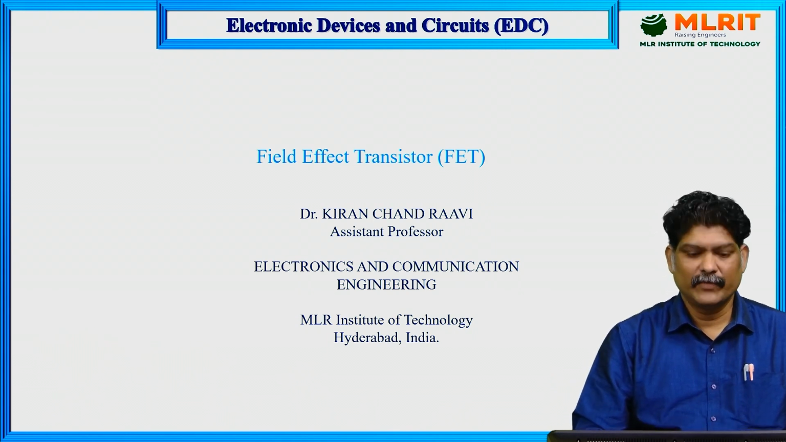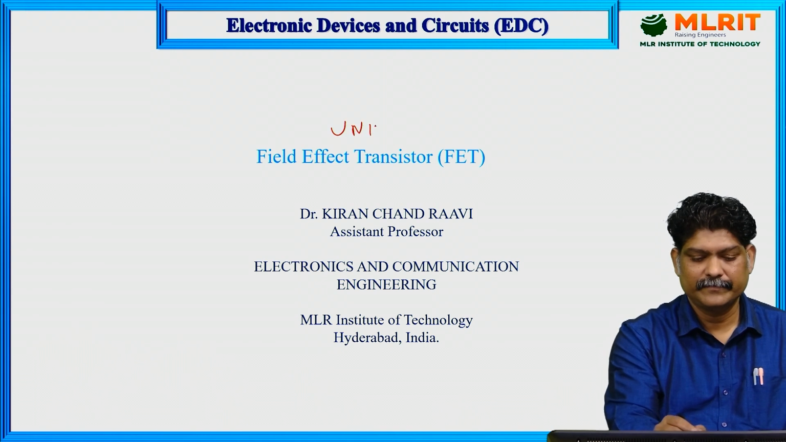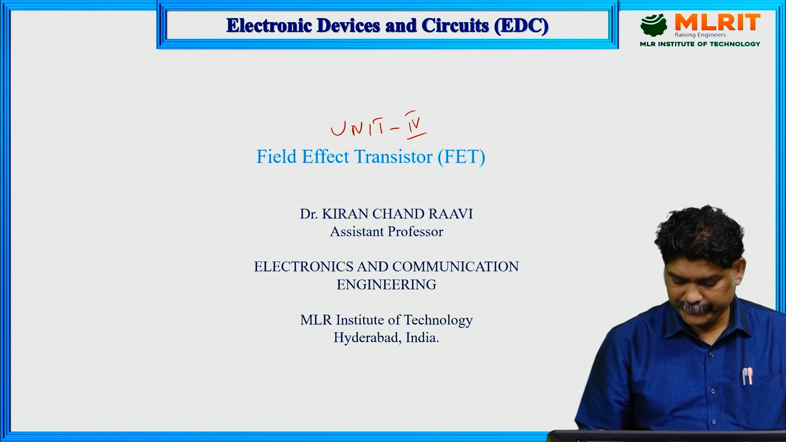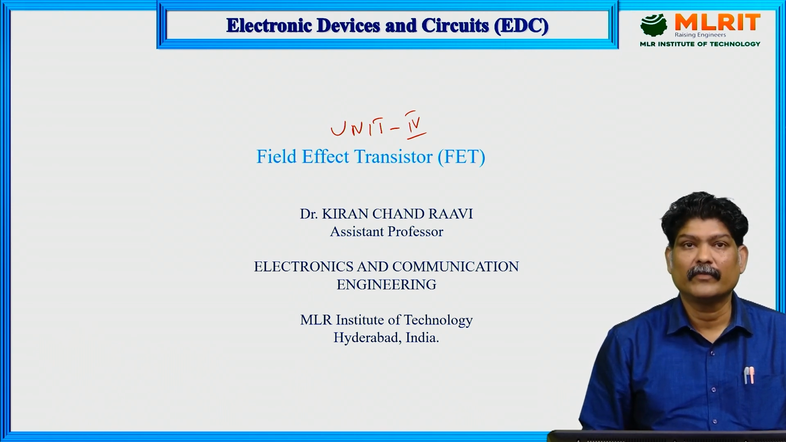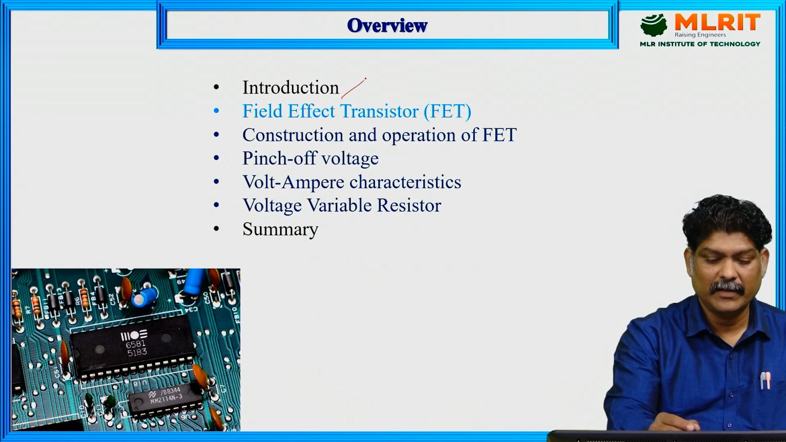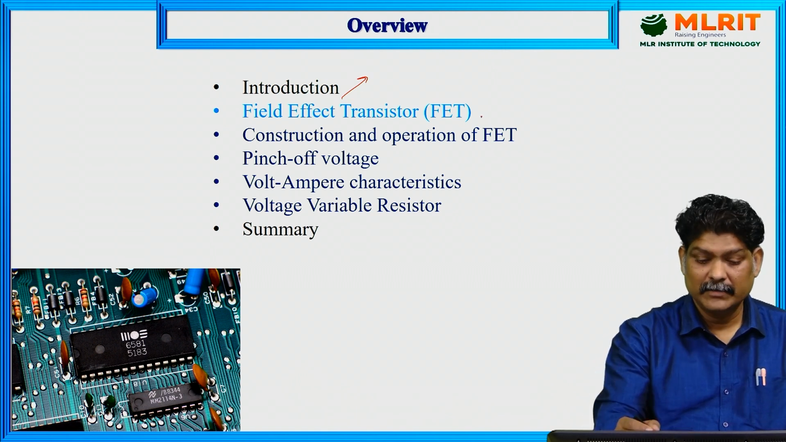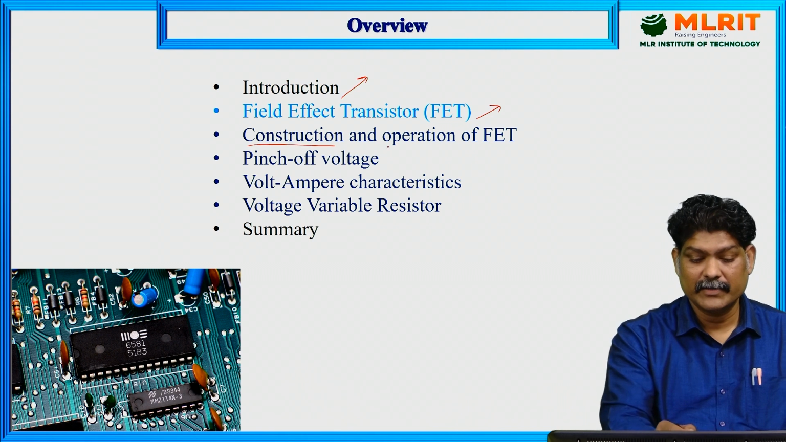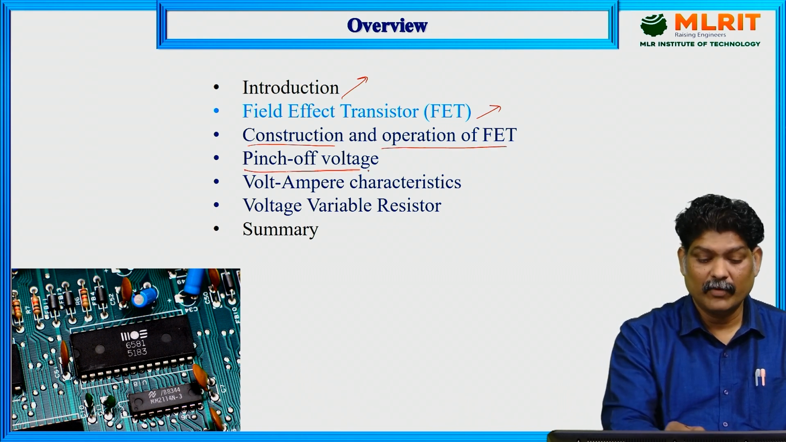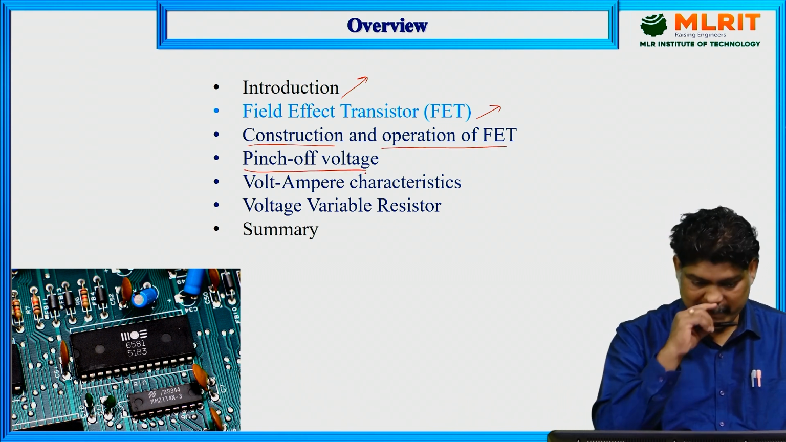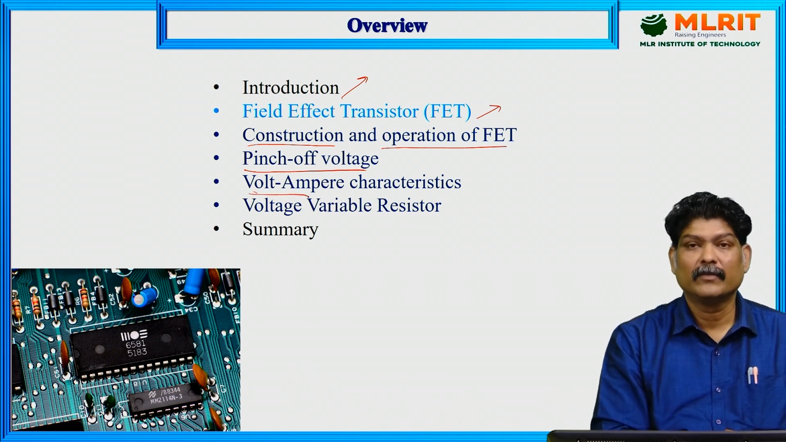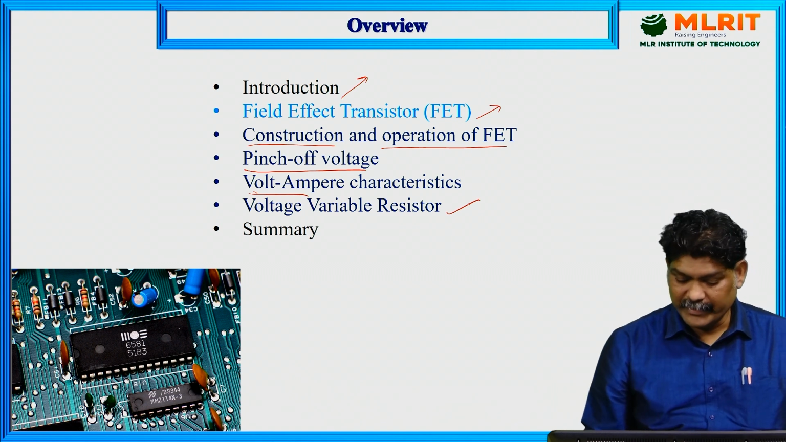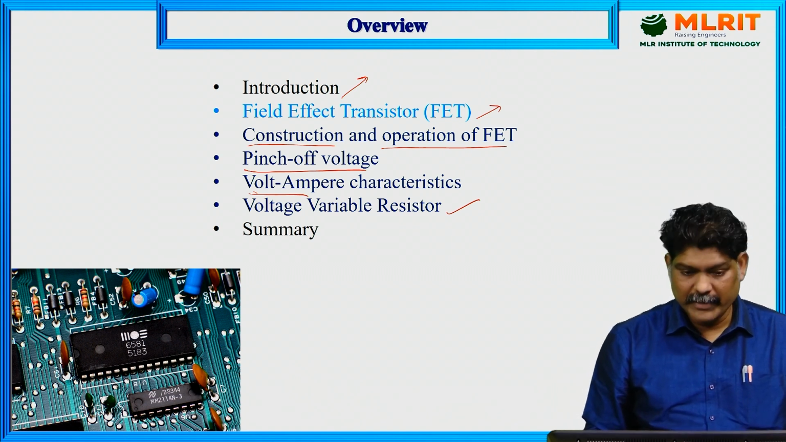So today we start Unit 4, that is about field effect transistors. Let us see the overview of today's presentation. We start with the introduction of the field effect transistor, the basics, followed by construction and operation of FET, then what is the pinch-off condition and pinch-off voltage, followed by volt-ampere characteristics, and then the voltage variable resistor. We conclude with a summary. So let us see the introduction to the FET.